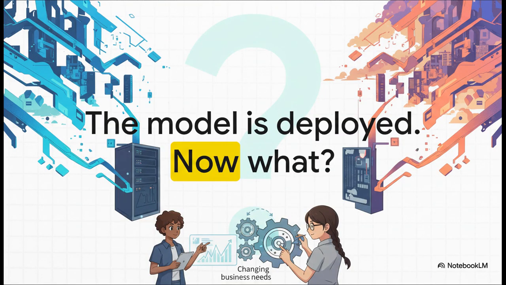Priya's model is out there, it's live, it's working, but the world doesn't stand still. Data patterns change, business priorities shift. So the real long-term challenge isn't just building the model in the first place, it's keeping it relevant and effective over time. The model is deployed, now what?